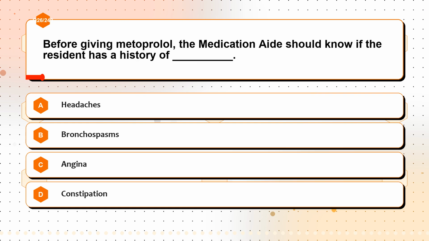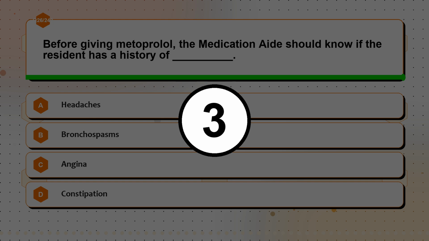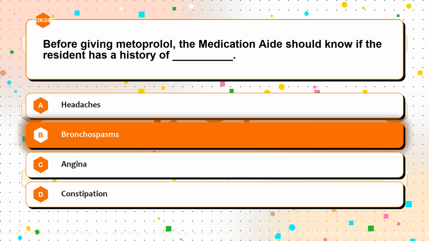Question 26. Before giving metoprolol, the medication aide should know if the resident has a history of what? Here are the options. Option A, headaches. Option B, bronchospasms. Option C, angina. Option D, constipation. The correct answer is option B, bronchospasms.